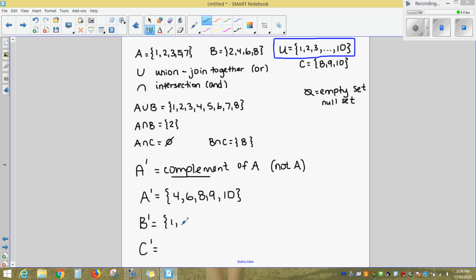So if we take out 2, 4, 6, 8 from B, that leaves us with 1, 5, 7, 9, and 10. If we take out 8, 9, and 10, then that leaves us 1, 2, 3, 4, 5, 6, 7. I'm going to be lazy and do that.